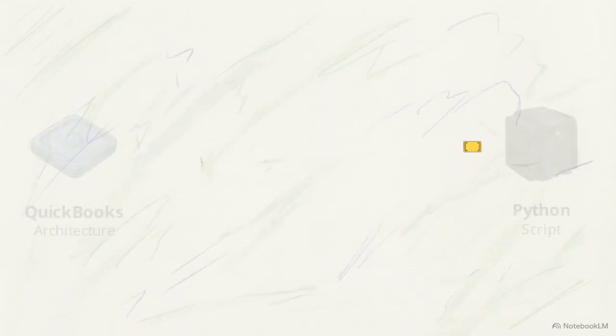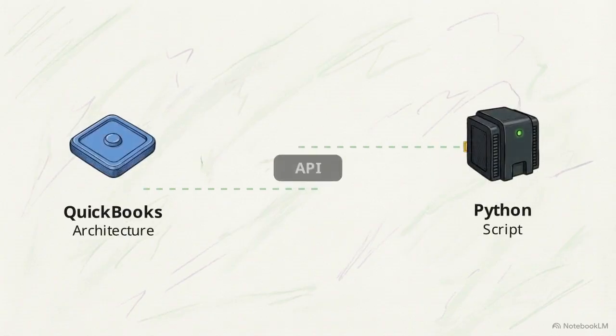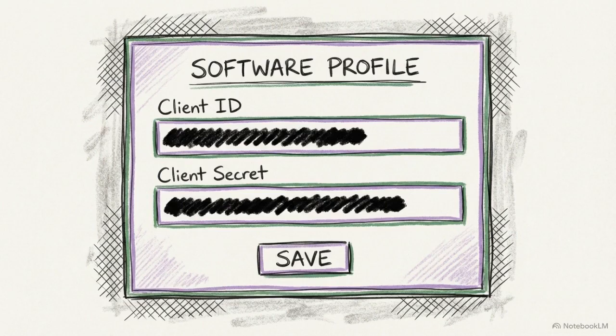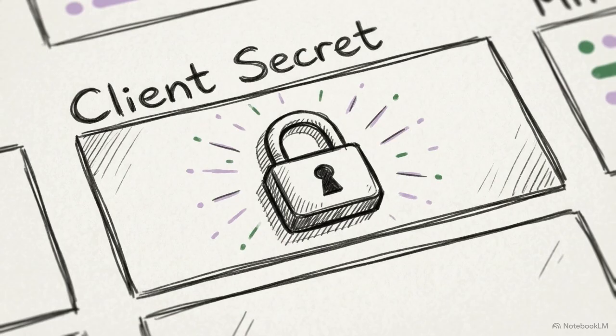Now we need to connect this structured accounting architecture to an external Python script using an API. An API, or Application Programming Interface, is a set of rules that lets two software programs talk to each other. To establish this connection, you will generate a client ID and client secret key through the Intuit Developer Portal. These keys act as your secure login credentials for the script.